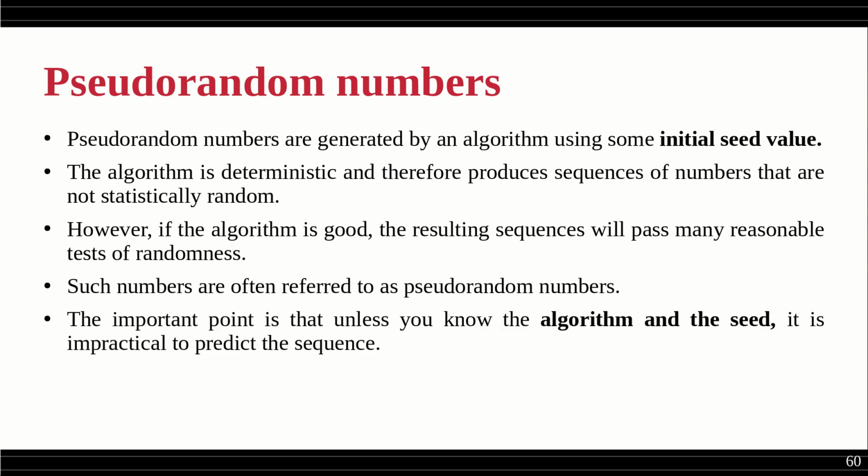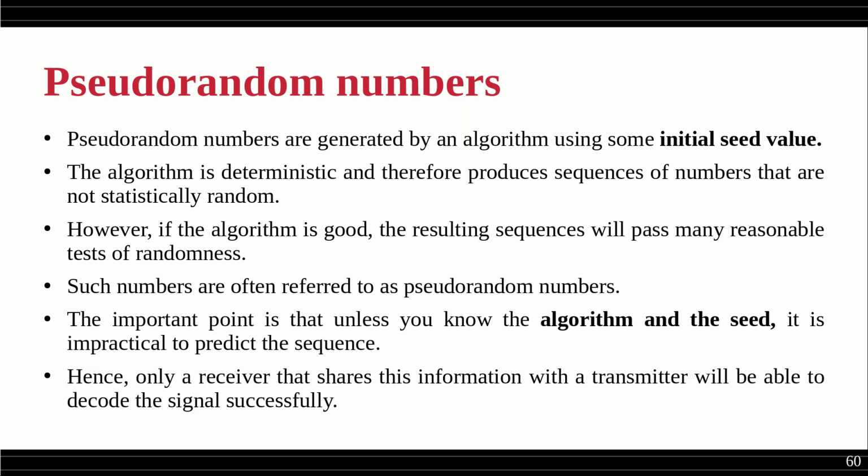So the important point is that unless you know the algorithm and the initial seed value, it is impractical for you to predict the sequence. That is what makes it work, right? That is how we achieve that confidentiality. Hence only a receiver that shares this information with the transmitter will be able to decode the signal successfully without any confusion. On the way, if someone else is trying to decode the information, he will not be able to, because he doesn't know the algorithm and the seed. So that is the concept of pseudo random numbers. Using that you will generate the spreading code, and with that we will spread the information. That is the idea.